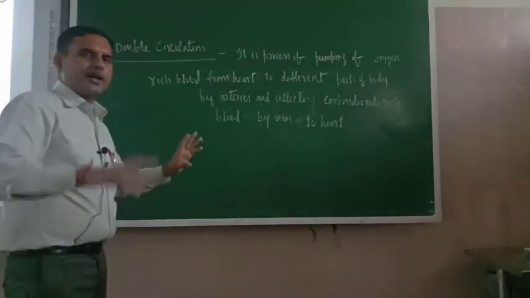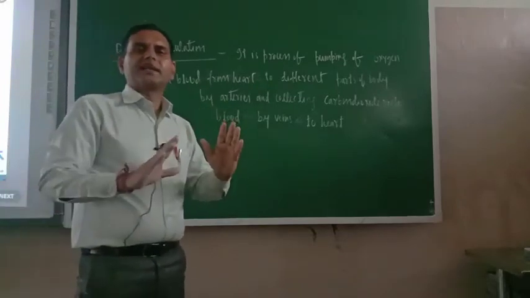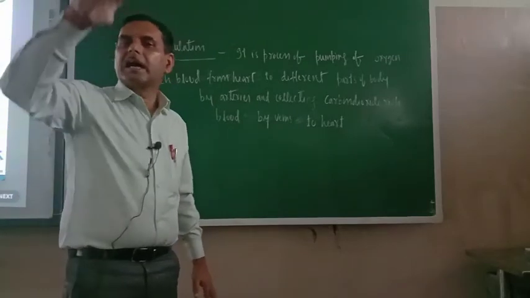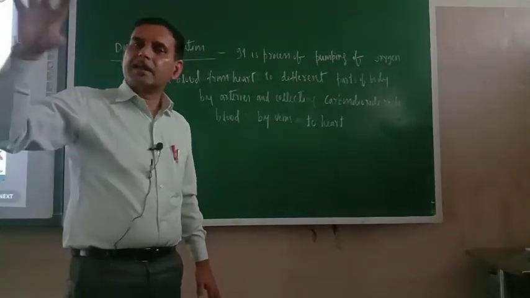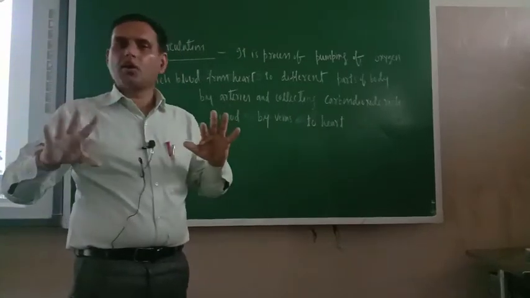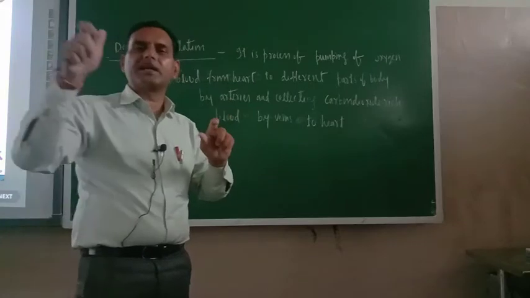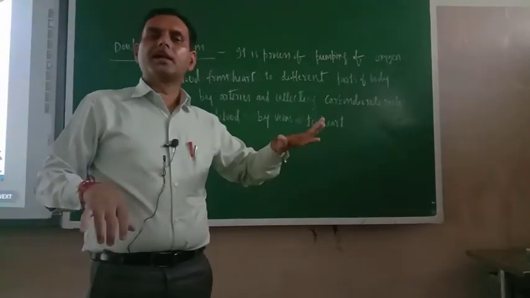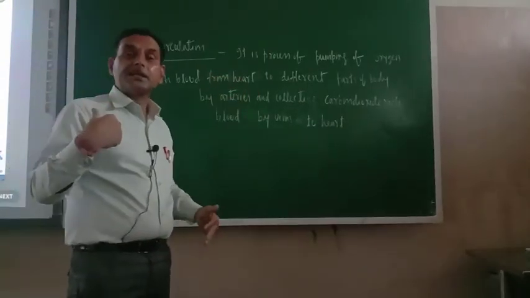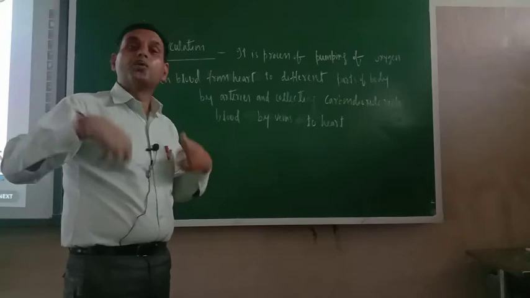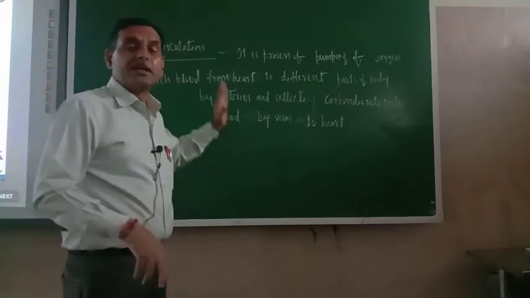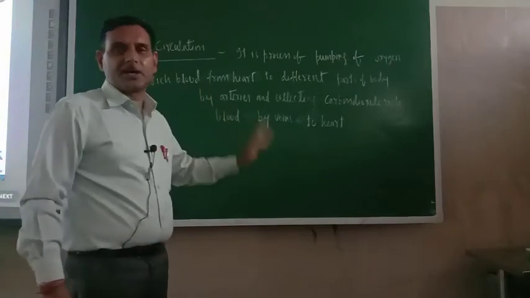Okay, so in double circulatory system, what is there? Oxygen rich blood is going to different parts of body and carbon dioxide rich blood is coming back to the heart by veins. So just see, in our body two types of circulatory system is working. One for sending the pure blood, that is oxygen rich blood, and another one is collecting the impure blood, that is carbon dioxide rich blood. This process is known as double circulatory system.